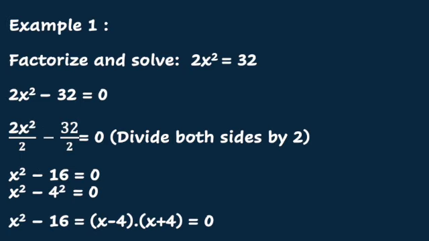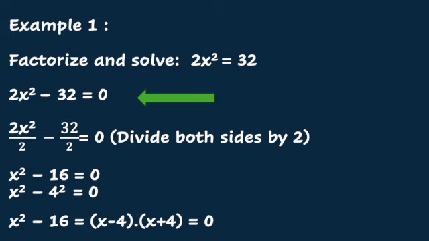Our first example is we need to factorize and solve 2x squared equal to 32. So here we try solving it and we rewrite the expression as 2x squared minus 32 equal to 0. Next step would be to divide both sides by 2. So we get x squared minus 16 equal to 0. We divide both sides by 2 because then the expression gets simplified. Then we rewrite the expression as x squared minus 4 squared equal to 0.